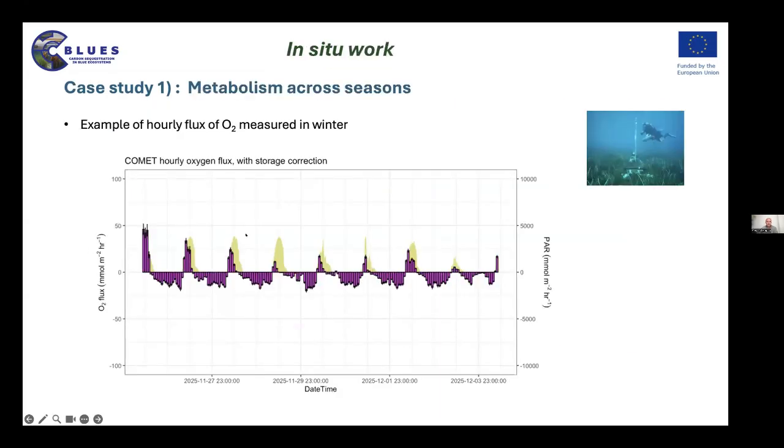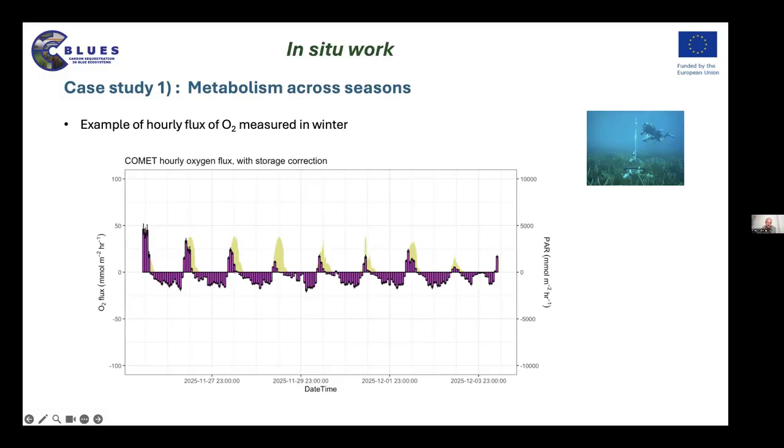So here is an example of what we got with this method, with the gradient flux. You can see here in pink the oxygen flux that we measured in fall, at the end of fall or early winter in the Bay of Villefranche, so near Nice. And what we observe is that the community is mostly net heterotroph, so it's dominated by respiration at this time of the year. You can see that with all those negative oxygen fluxes.